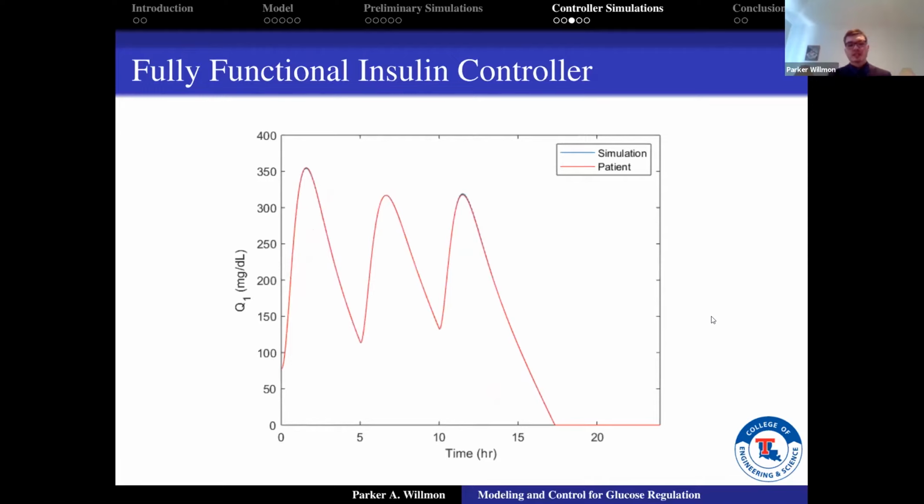So this is an example of what happened with the fully functional insulin controller. The glucagon was not implemented at this time. The insulin is injected, and the blood sugar gets up to a little bit above 350 milligrams per deciliter. This is higher than we would like, but it's still better than the initial 650 that we saw without any insulin whatsoever.